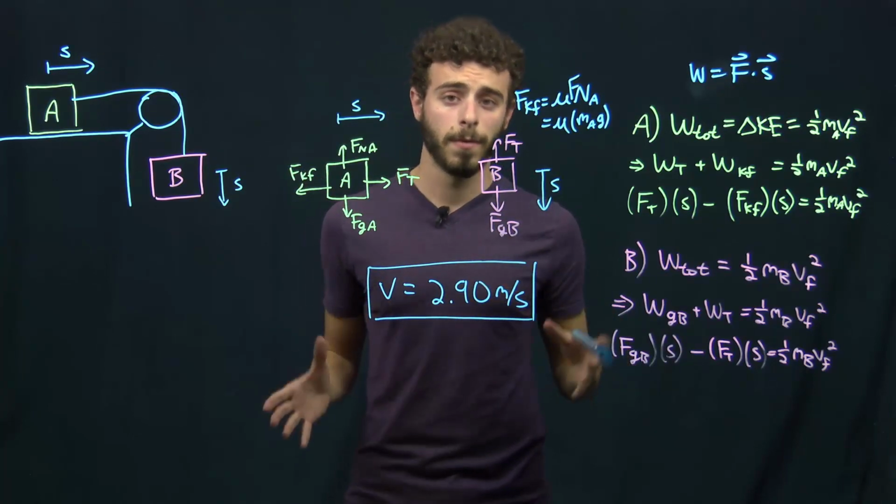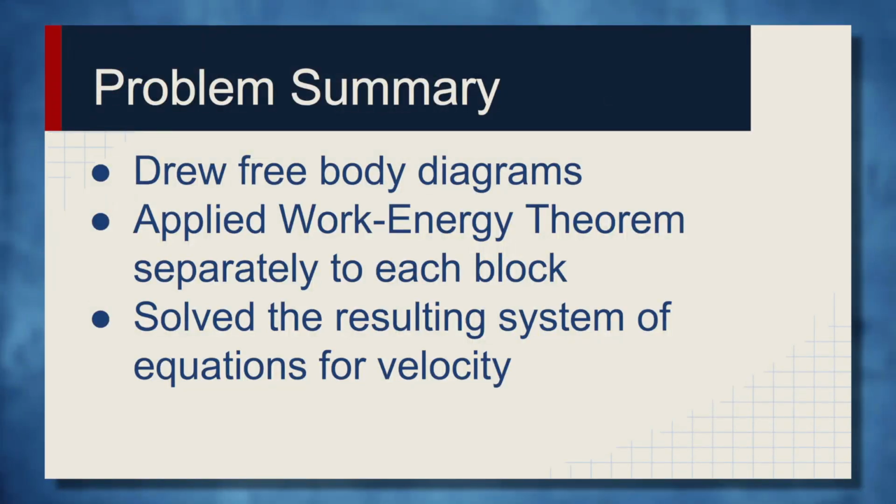Okay, so let's review what we've just done. We first drew our free body diagrams, and then for each block separately, we utilized the work energy theorem to set the total work done on that block equal to the change in the kinetic energy of that block. This gave us two equations with two unknowns, and then we solved that directly to get our desired velocity.